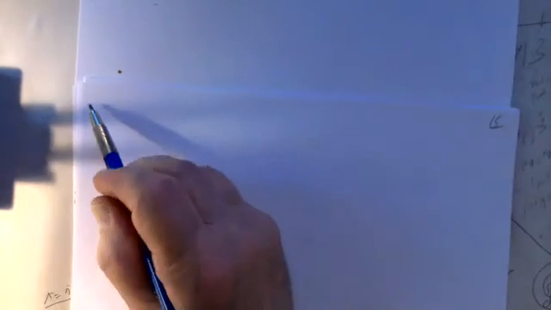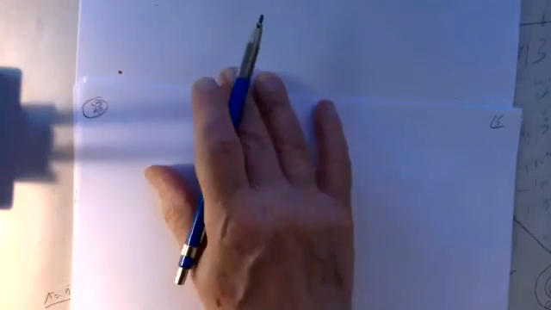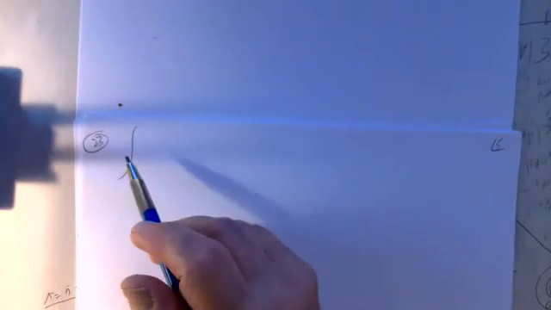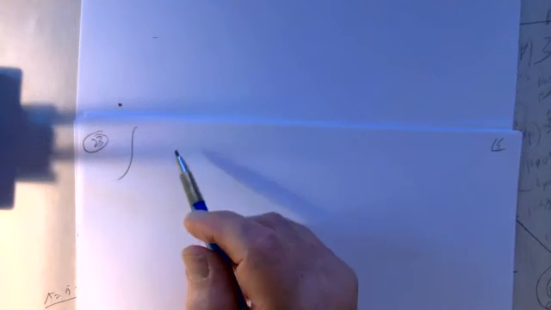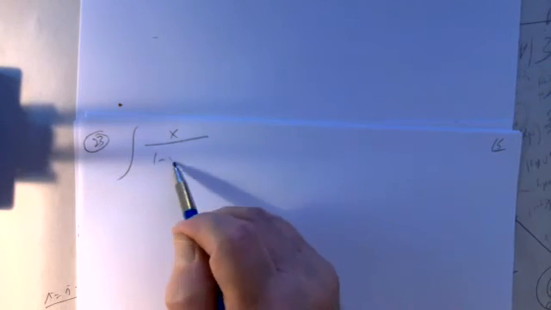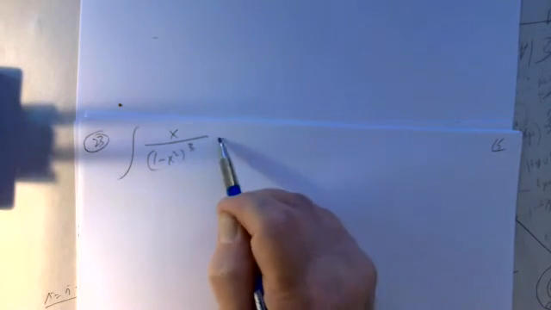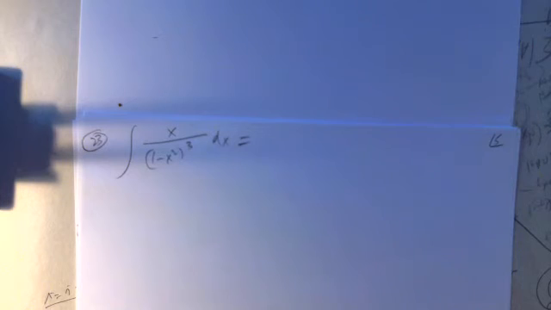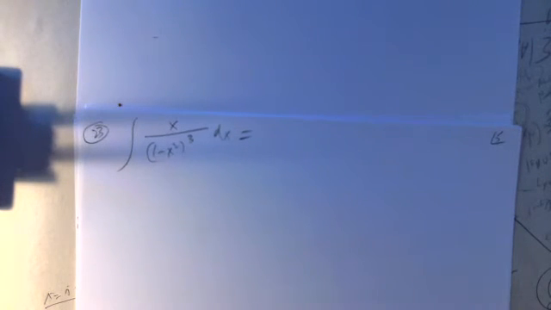What about this? This is number 23 in the homework. The integral of x over one minus x squared cubed dx. So spend a few minutes and try to figure out what this is.